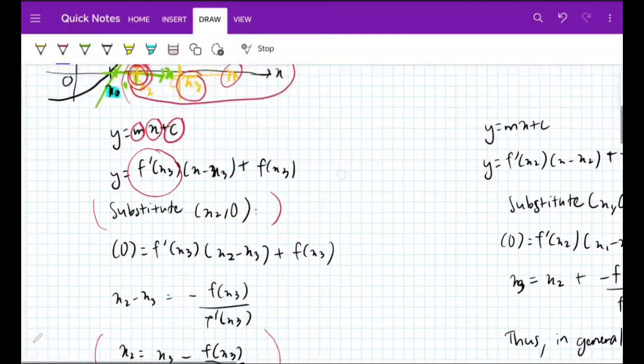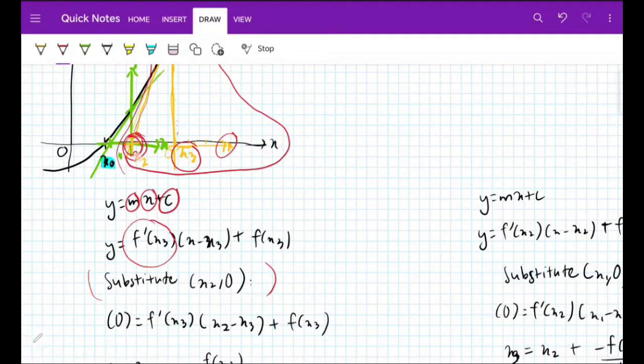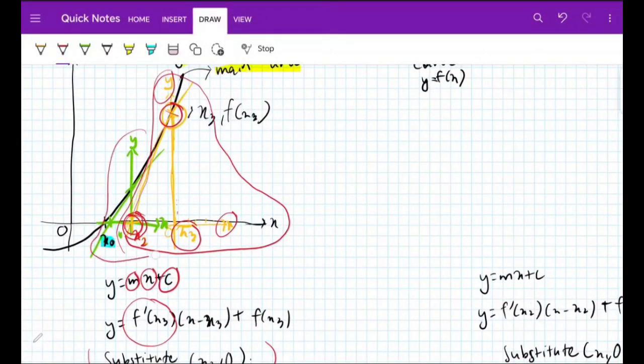If you look closely, x2 over here is a better approximation compared to x3 for the root of the equation. Why? Because x2 is located closer to the root of the equation. So we do the same thing as what we did with x3. We find the tangent and make our own graph. The graph is located here. This is another subgraph.